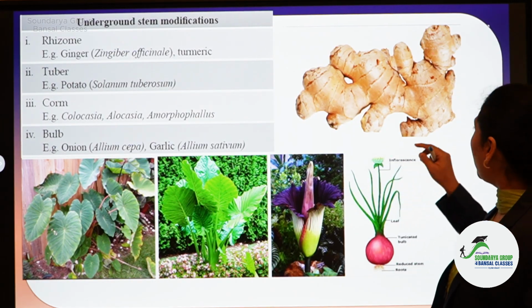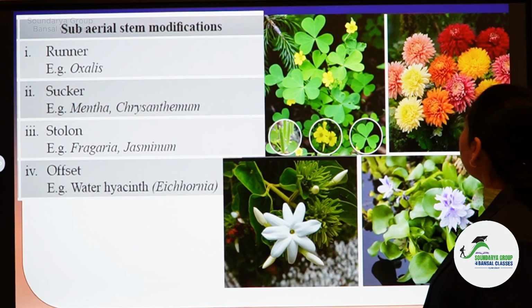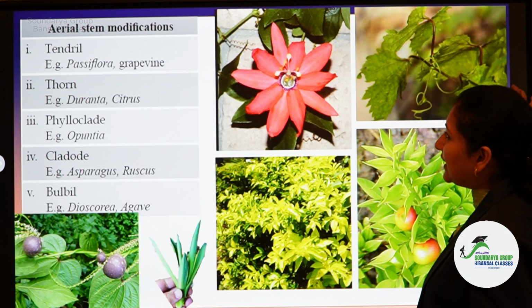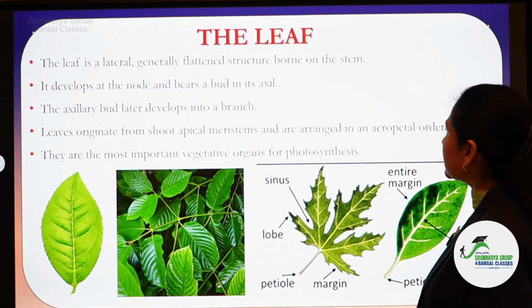So this is the subaerial stem modification, along with the underground stem modification. Look at the PPT again and then note down all the examples.